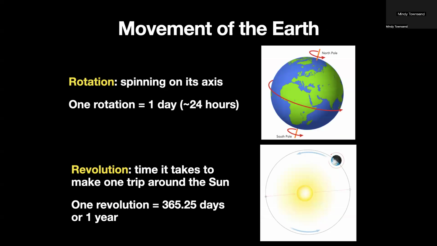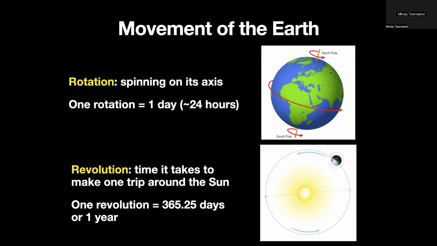So we live on this ball and it goes through a couple of basic motions that all planets go through, right? It's rotation and revolution. So rotation is just spinning on its axis. So one rotation equals 1 day, right? About 24 hours. Earth's rotation gives us the difference between night and day. A revolution is the time it takes Earth to make one full trip around the sun. So we call that a year, right?